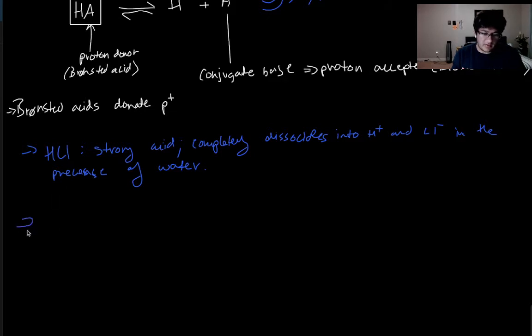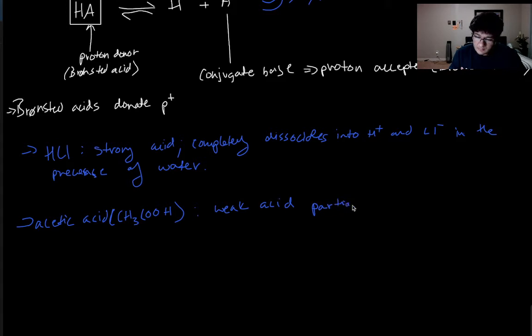Now on the other hand, we have acetic acid. And for all the organic chemistry buffs out there, if I'm not wrong, it's CH3COOH. That is the formula. But it's a weak acid. And obviously there are some reasons why it's weak. And it only partially dissociates. So that's the thing with weak acids.